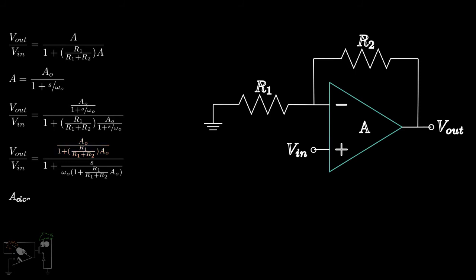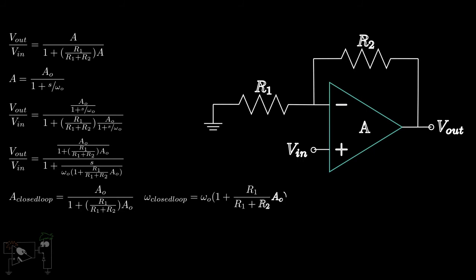Hence, the closed-loop gain is significantly smaller than the open-loop gain while the closed-loop pole is much larger than the open-loop pole. Hence, we have a trade-off between gain and bandwidth. If we wish to increase one, we must reduce the other. Let's try to find the unity gain bandwidth of this circuit.